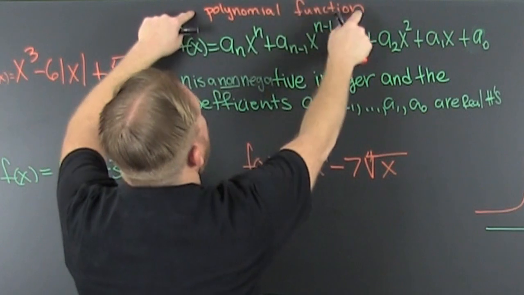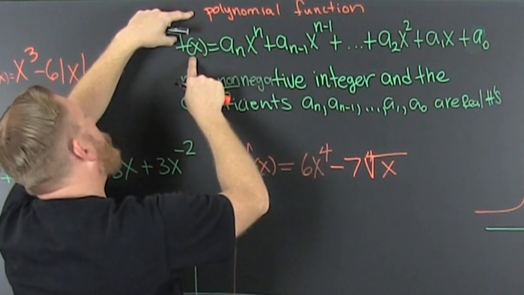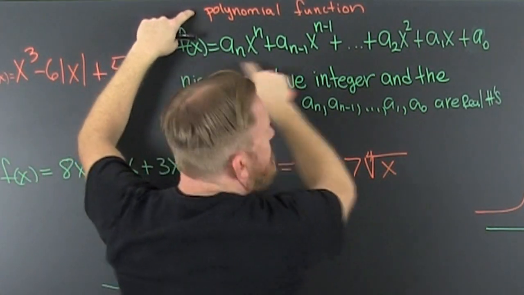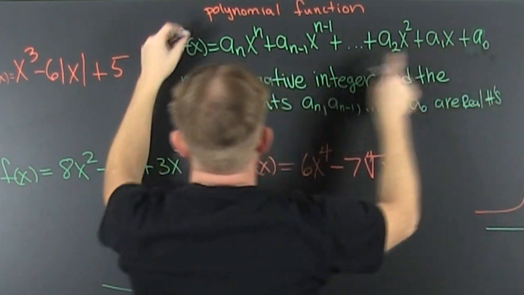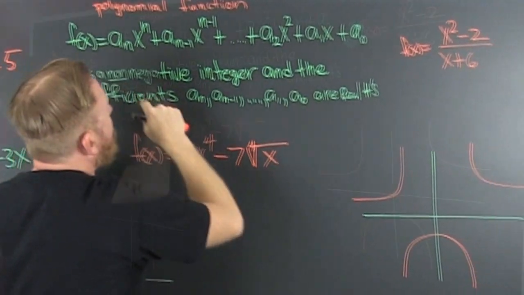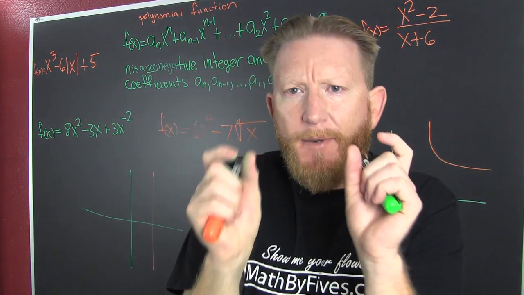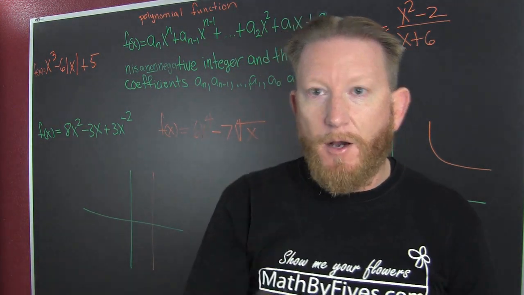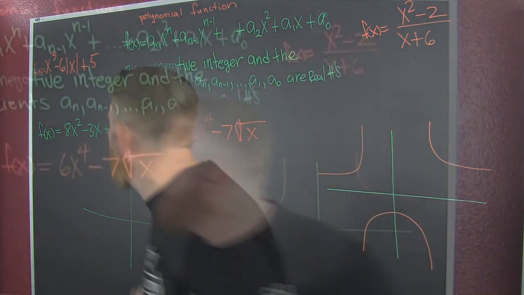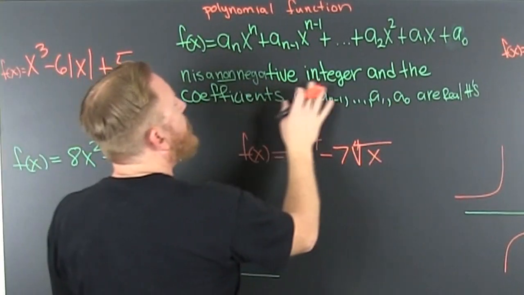We're looking at a polynomial function. It's of the form where the function is of this type, and n is non-negative. Now, wait a minute, I know when you read this, it doesn't make any sense, and I'm gonna explain a little bit of that to you. So, here we go. N is a non-negative integer.